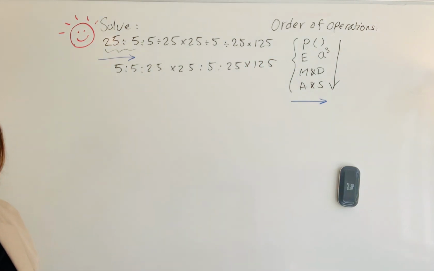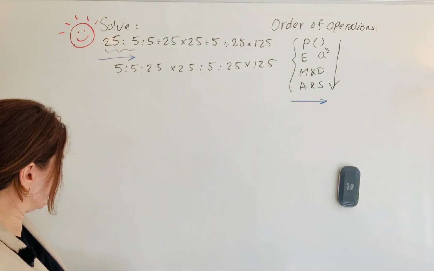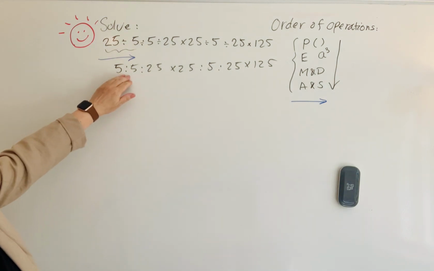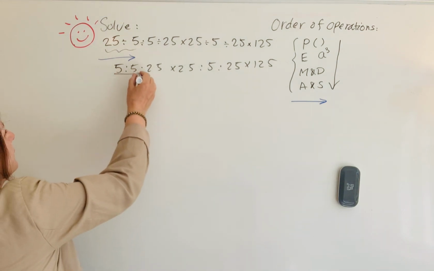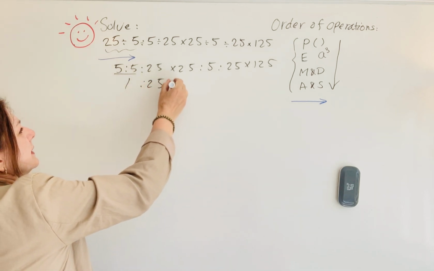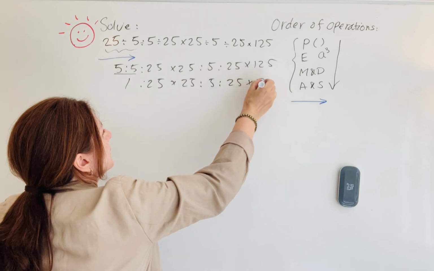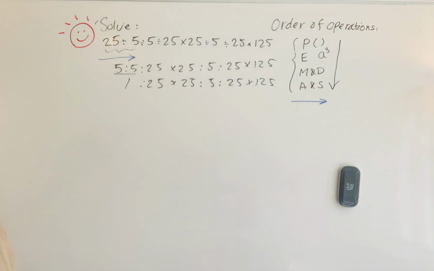Right. Good. Again, we have multiplication and division. Which one first? The first one. Okay. 5 divided by 5, 1. And rewrite everything. Good. So far, so good.